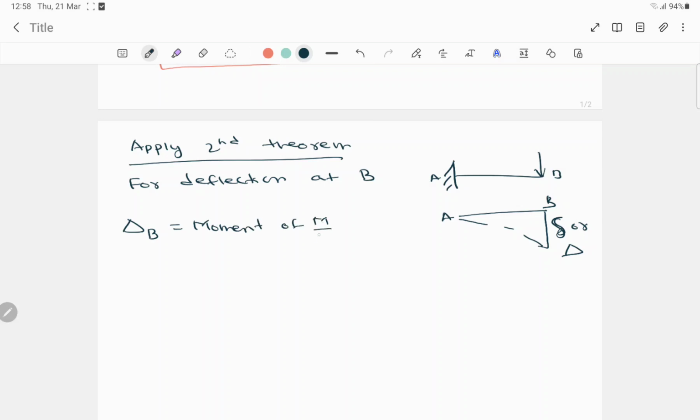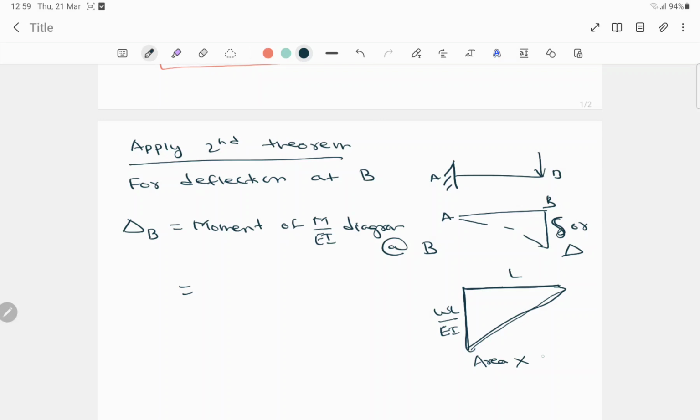Okay, so now the deflection at B is equal to the moment of the M by EI diagram at B. Now how to find the moment? Moment is the area. So the M by EI diagram was like this, here WL by EI, and it's L. So it's in the form of a triangle.